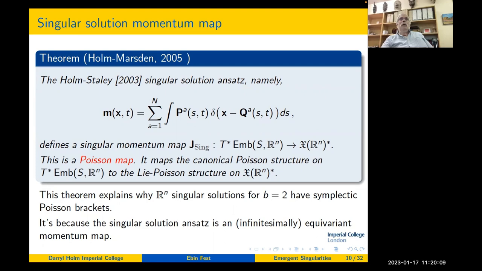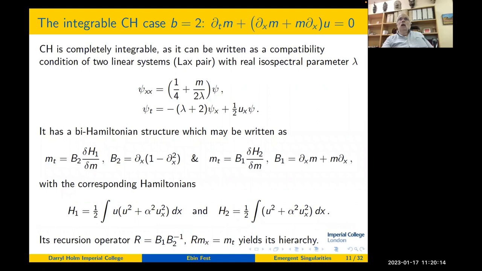Okay, so the B equals 2 case in 1D is a Lax pair, and this is its isospectral problem. It's a Lax pair, and it's the compatibility condition for these two equations. So taking the time derivative of psi_xx and two x derivatives of psi_t and setting them equal gives back the B equals 2 equation. And it has a bi-Hamiltonian structure with two Poisson operators, B2 and B1. And these are compatible in the sense that the sum of them is also a Poisson structure. And the corresponding Hamiltonians are as follows.